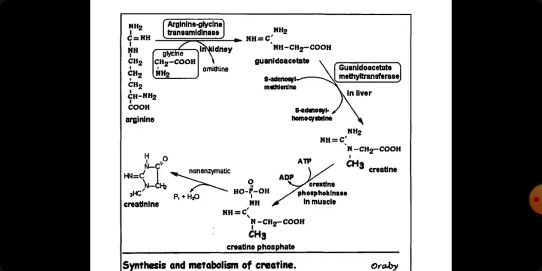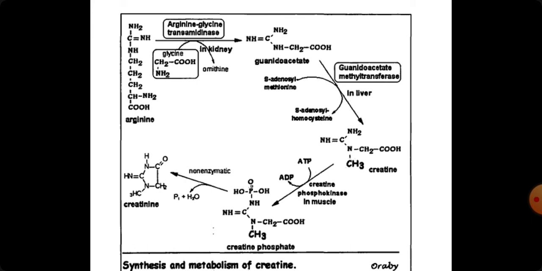This diagram gives the complete picture of the role of creatine and formation of creatinine. On the left side, the first reaction, that is arginine combines with glycine to give guanidoacetic acid. This is done by the enzyme arginine glycine transamidinase, and arginine gives away the ornithine moiety.